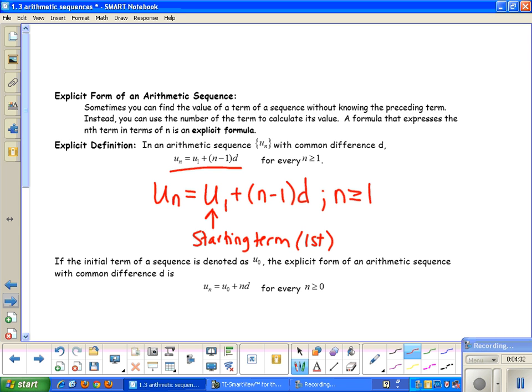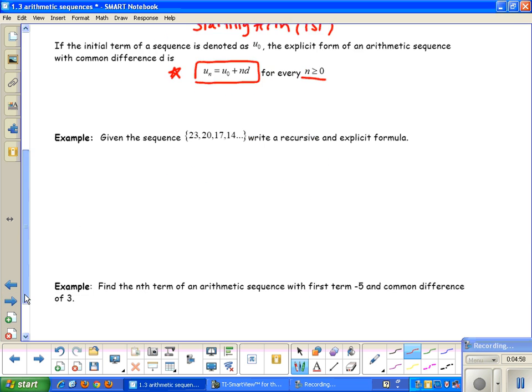Sometimes we have a different formula that we use for this. If the initial term of a sequence is denoted as u sub 0, then instead of using the formula above, we actually use this form right here. And instead of n being greater than or equal to 1, n would be greater than or equal to 0, because I would be able to plug 0 into the equation and find out what your first term is equal to. We don't really use this formula as much, so you do need to have the other two forms memorized.